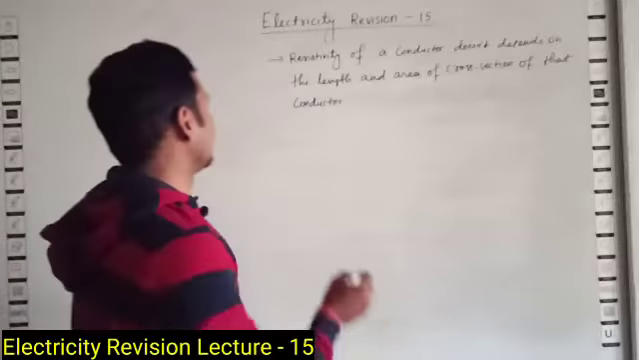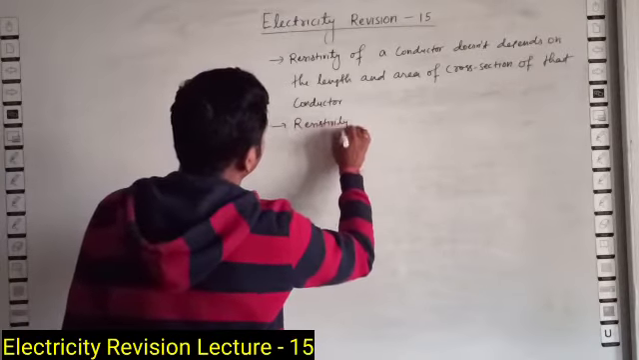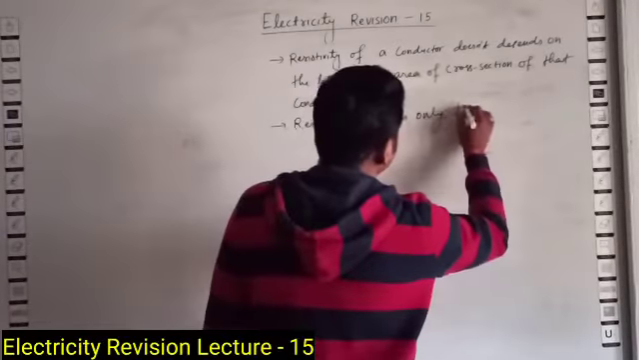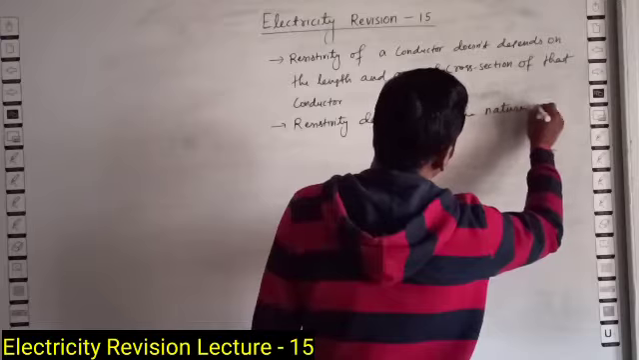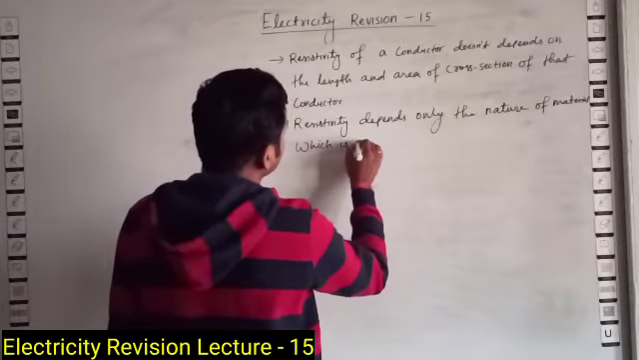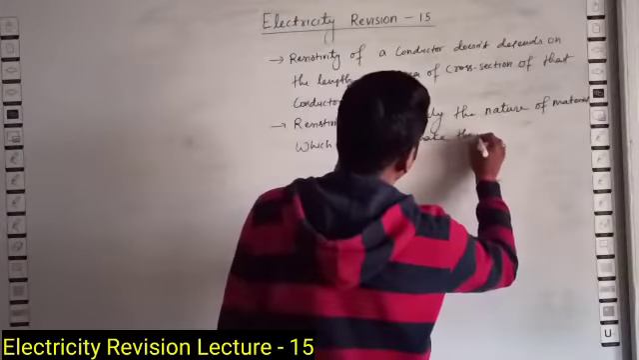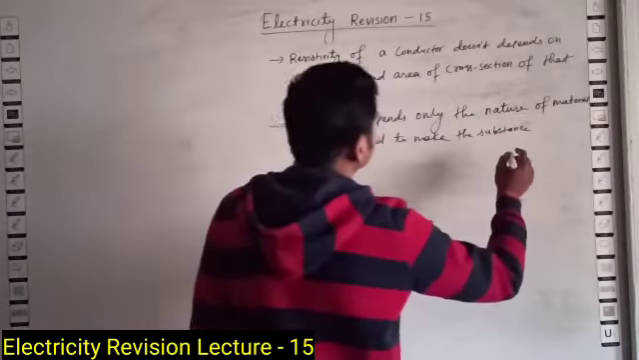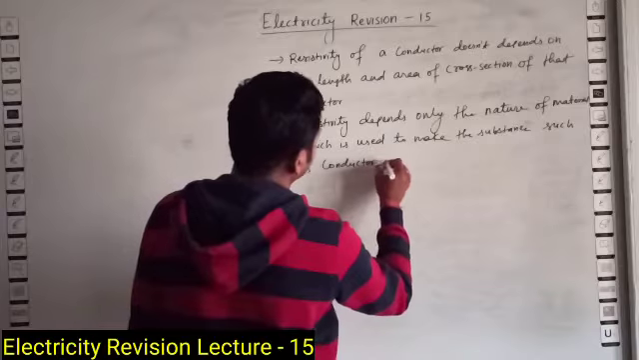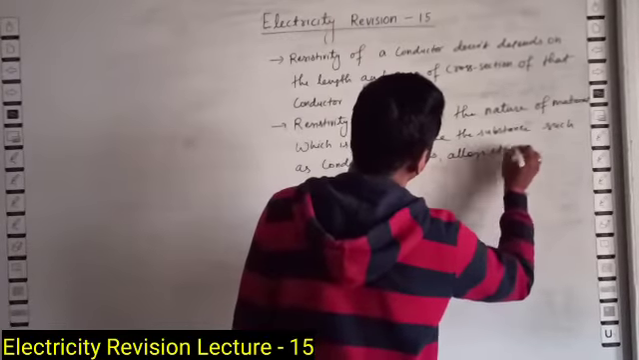So on which factor does resistivity depend? Resistivity depends only on the nature of the material which is used to make the substance, such as conductors, insulators, alloys, etc.